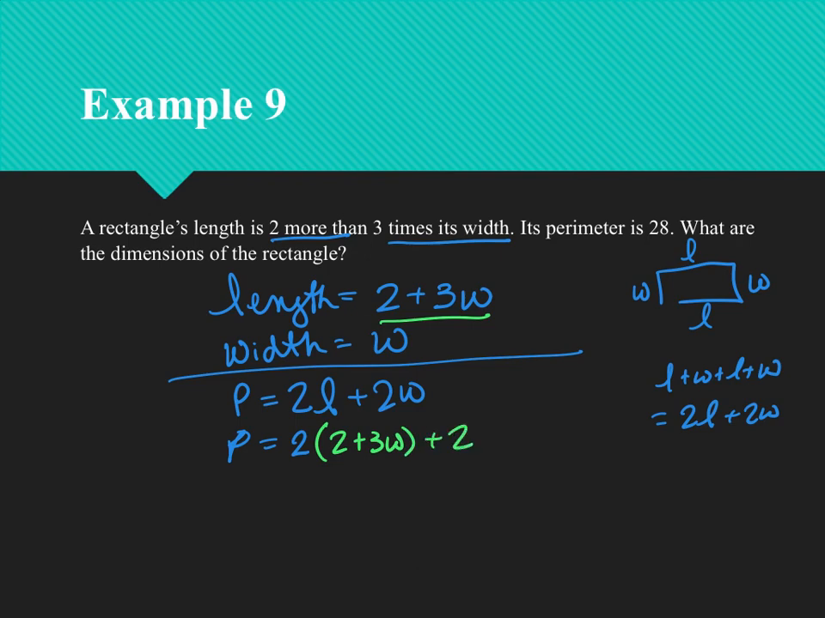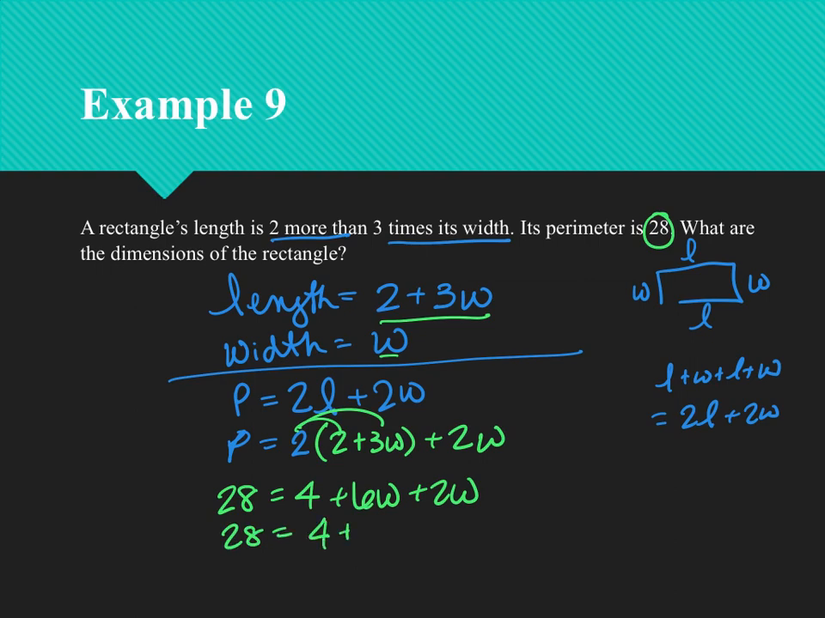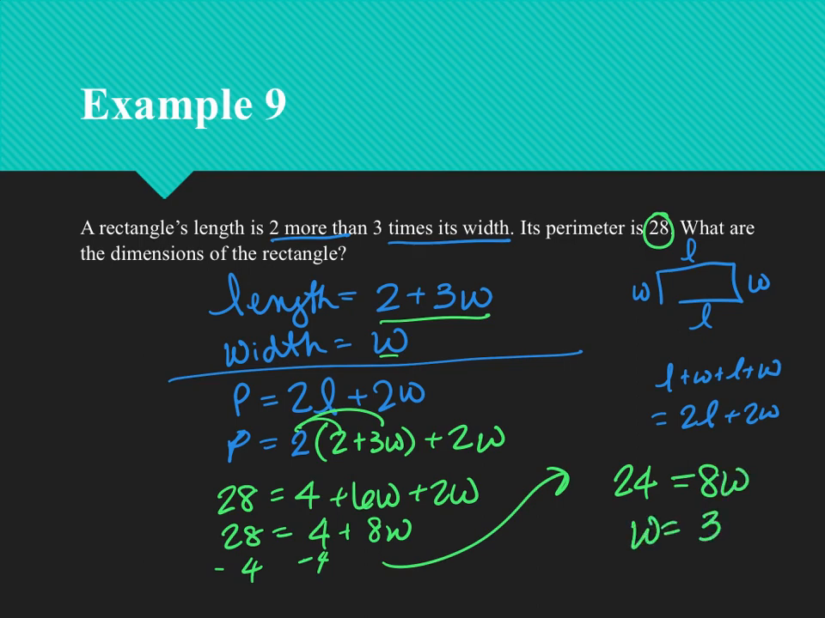Okay, so I'm going to use what I found above to plug this in, and I know then that my perimeter is going to equal 2 times my length. Well, my length, if you recall, we said was equal to 2 plus 3w, plus 2 times my width, which is just w, and I'm told that my perimeter is 28, so I can go ahead and plug that in. So 28 is going to equal, when I distribute, 4 plus 6w plus 2w. Now if I collect my like terms, I have 4 plus 8w. I want to get the 4 over to the other side, so I subtract 4 from both sides. This gives me 24 equals 8w, or w equals 3.